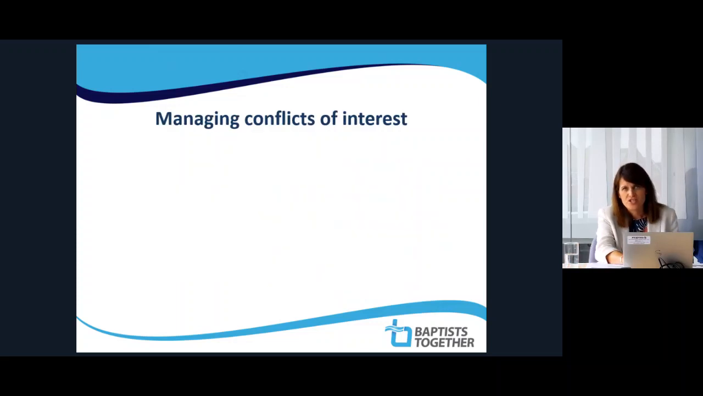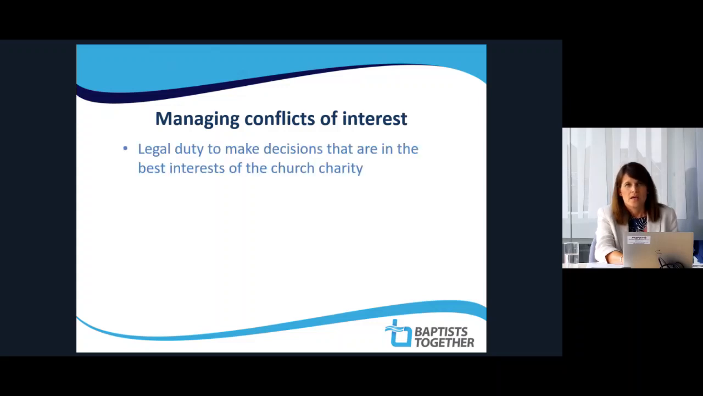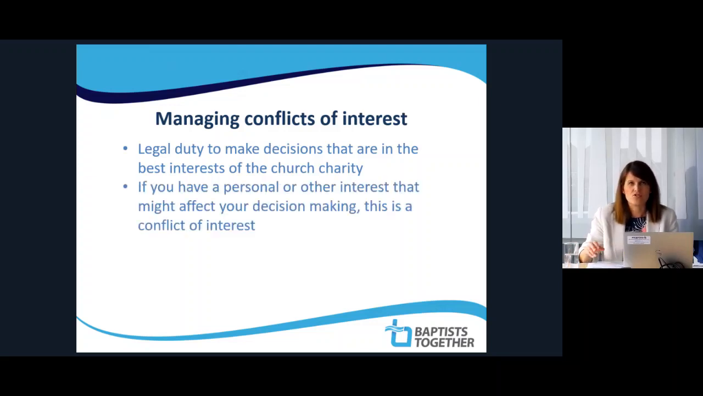I mentioned earlier managing conflicts of interest, and so I thought I'd pick up this particularly tricky area with you today. It is a legal duty for charity trustees to make decisions that are in the best interests of the church charity, which I've already mentioned. But this means that if you have a personal or another interest that could affect your decision making as a church charity trustee, then this would be deemed to be a conflict of interest, and you should not place yourself in a position where there's going to be a conflict of interest, but it can be managed.